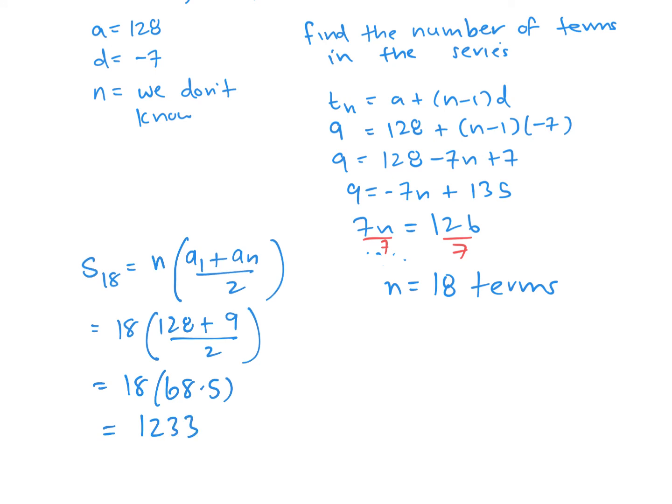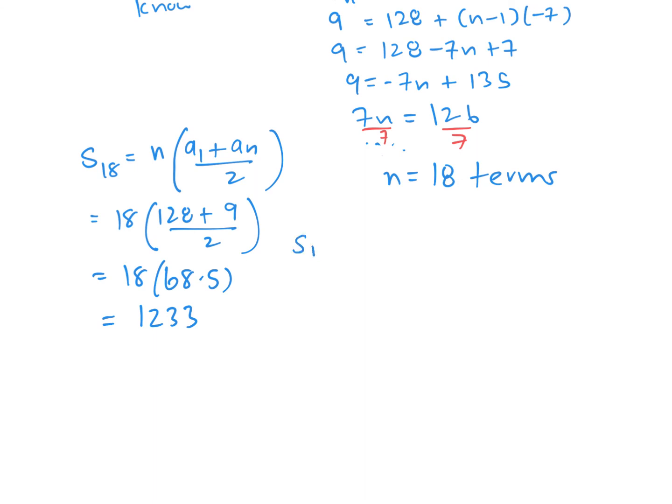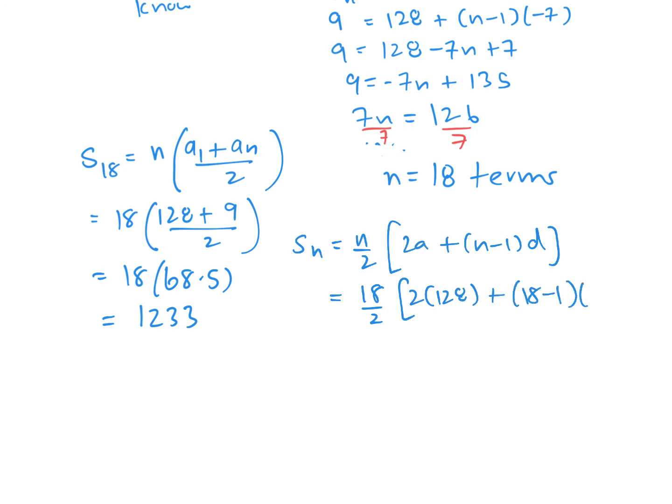Just to confirm, I'm going to use the other formula as well to show you that you could use both. The other formula was n over 2, times 2a plus n minus 1 times d. We should get the same answer. We know there are 18 terms. First term being 128. 18 minus 1, and the common difference was minus 7. So 18 divided by 2 is 9. This 18 minus 1 is 17 times negative 7, so that's minus 119. And that works out to be 1233. So you can see either formula we can use and we're going to get the same result.